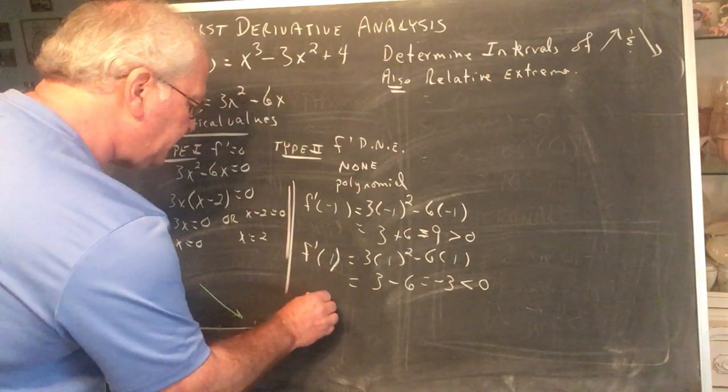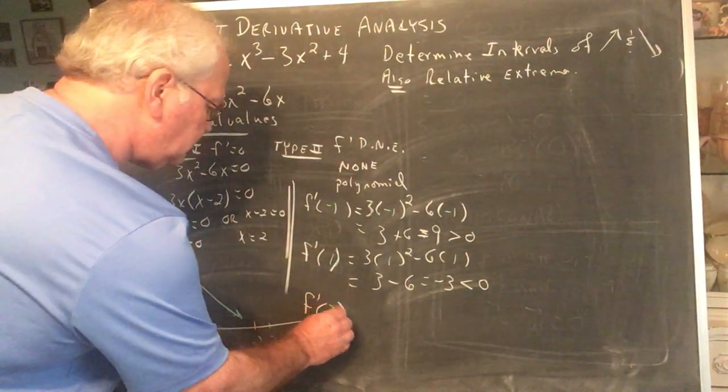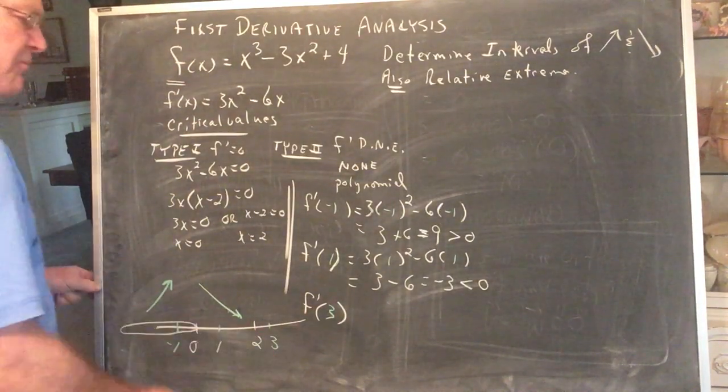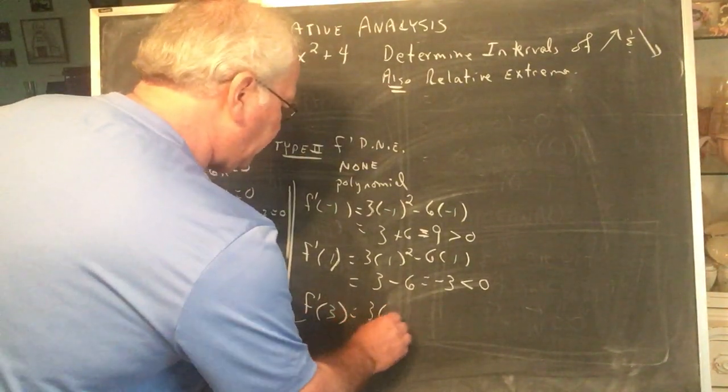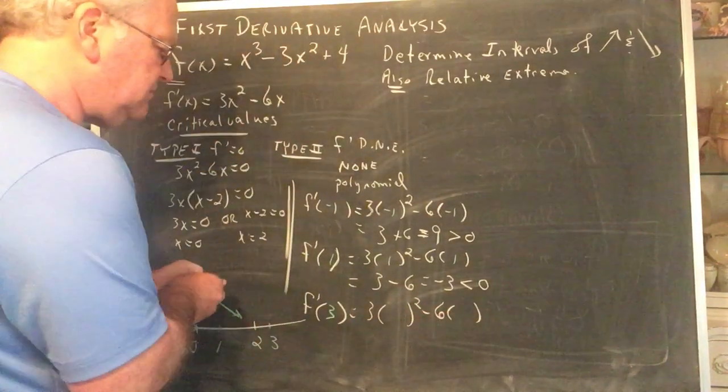And then we need the derivative evaluated at 3, the last of our representative values. 3 times 3 squared minus 6 times 3.